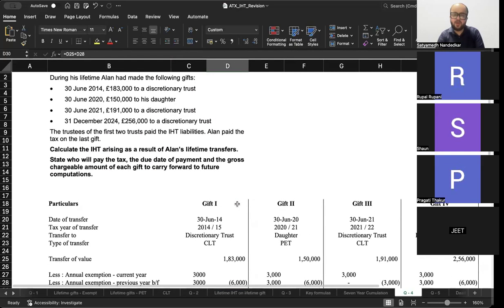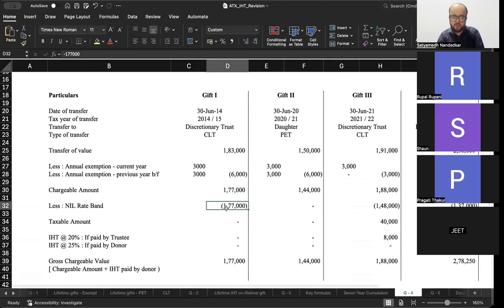You have the NRB of 3,25,000. So out of 325, you subtract 177 here. You don't pay any tax, and the gross chargeable value is chargeable amount plus tax paid by donor. Nothing was paid by the donor. So GCV is 1,77,000.